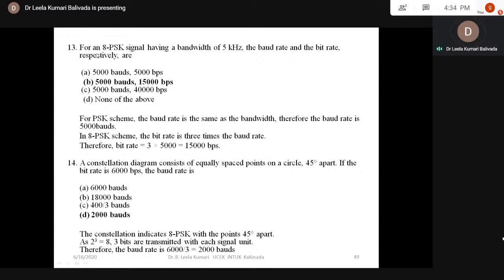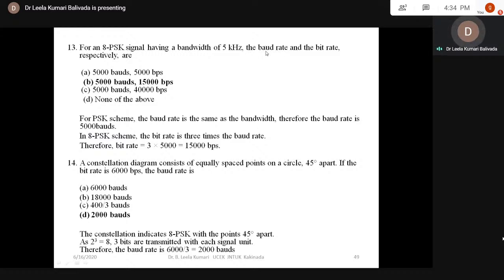Next one. For an 8 PSK signal having a bandwidth of 5 kHz, the baud rate and the bit rate are asked, respectively. So the baud rate is equal to the bandwidth. Since the bandwidth is 5 kHz, the baud rate is 5000 bauds.